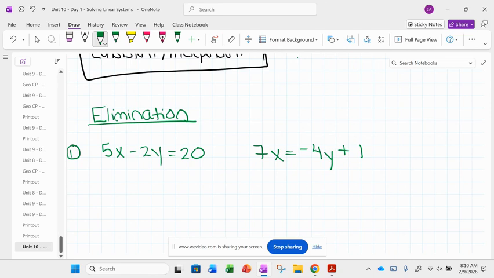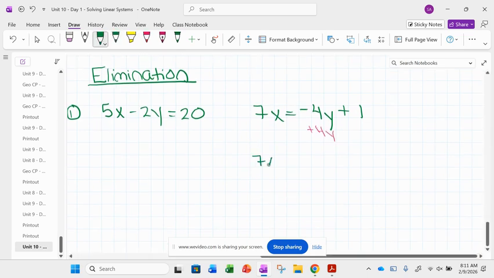Okay, so now if we're solving through elimination, you want them both to be in the same format. What you want is for the x's and y's to be on one side of the equal sign and anything that doesn't have a variable on the other side. So our first equation, 5x minus 2y equals 20, is in the perfect format. Our second equation is not. We have 7x on one side, negative 4y on the other side. So I'm going to move that 4y over. So now we have 7x plus 4y equals 1.